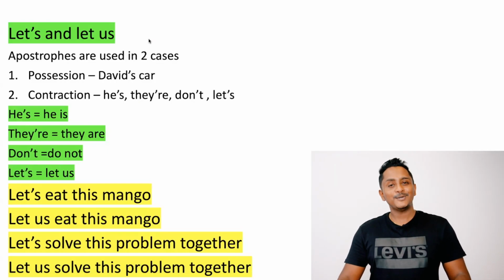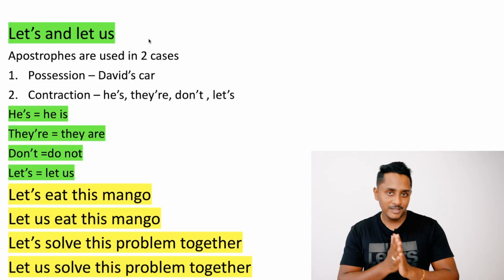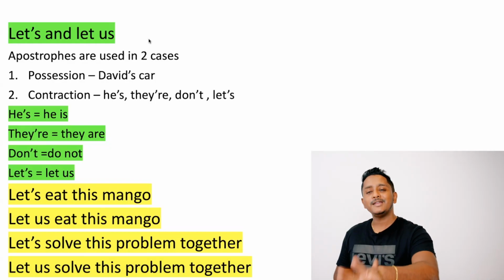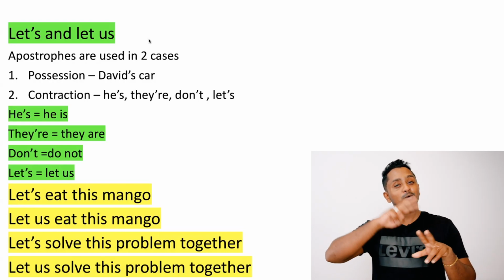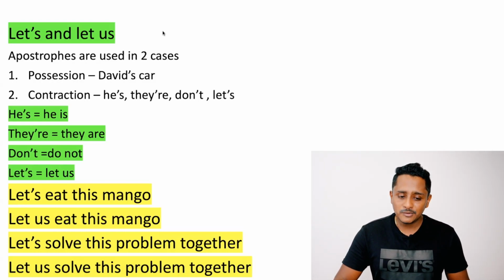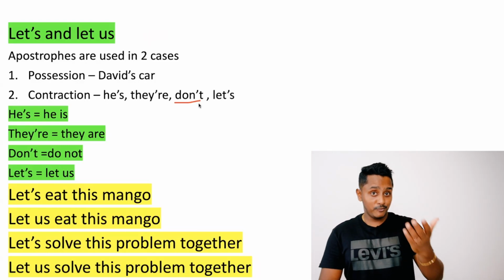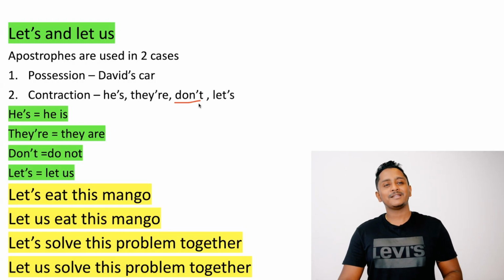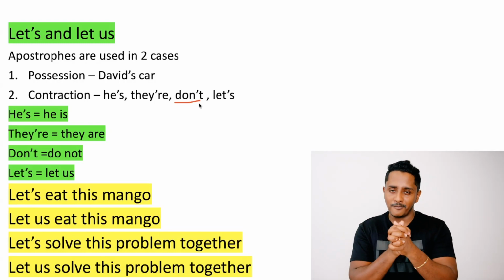Remember this concept. See, apostrophe is used in two different ways. One of the ways is possession. David apostrophe s car means the car is possessed by David. There's one more way where apostrophes are used, that's called contractions. Just look at this word: don't. You would have known this word, right? Don't, D-O-N apostrophe T. This is not a possession. This is a contraction, meaning short form.